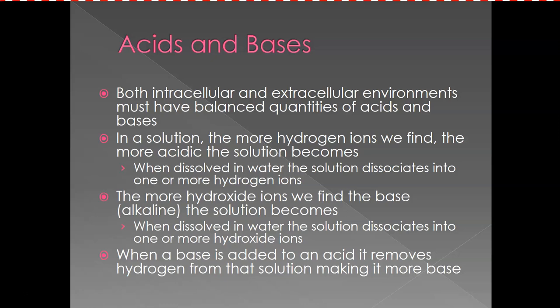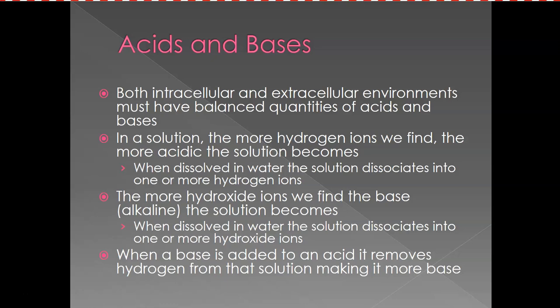Conversely, when we're looking at a more alkaline solution or a more base solution, we find more hydroxide ions. So the more hydrogen ions we find in a solution, the more acidic it is. The more hydroxide ions we find in a solution, the more base it becomes, or the more alkaline it becomes. So when we place an alkaline solution in water, we get dissociation of hydroxide ions leaving it.